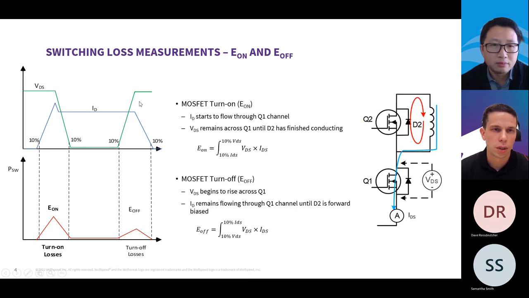Likewise, on the turn off, voltage comes up, current comes down, and you can do very much the same thing there. Multiply those two waveforms to get power, and then take a look at the energy by integrating it. Yeah, I see the switching waveforms. That's how you calculate the energy dissipation during the switching event.